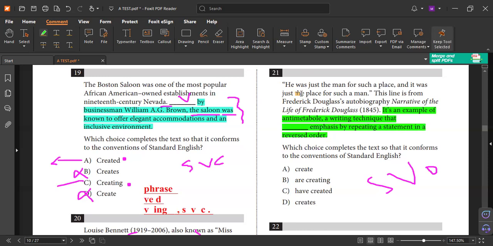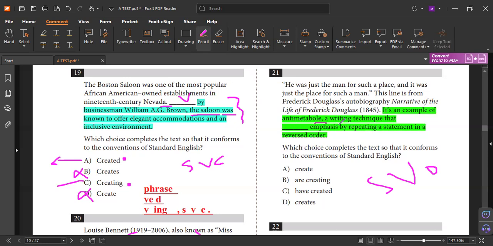But the test maker gives it to you to help you understand the meaning. Now again, he said it is an example of anti-meta poem. What's it? Comma, and then a positive phrase. That means in all of these, a positive phrase describes what is anti-metable.